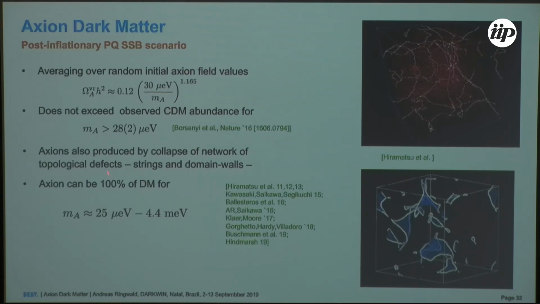And this you cannot just easily calculate like with the vacuum realignment mechanism. There have been many very big real-time lattice evolution investigations, and still, at the present state of the art, we only know from these investigations, and this is very active at the moment, that the axion mass in this post-inflation Peccei-Quinn symmetry breaking scenario should be between something like 25 micro-electron volt up to 4.4 milli-electron volt. So it's a huge range.